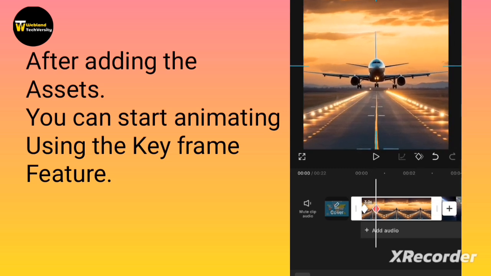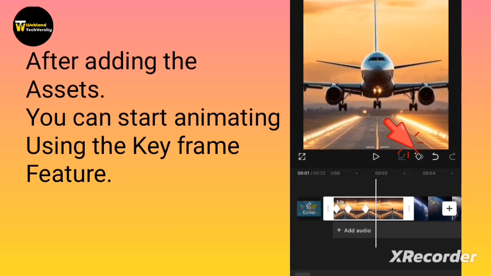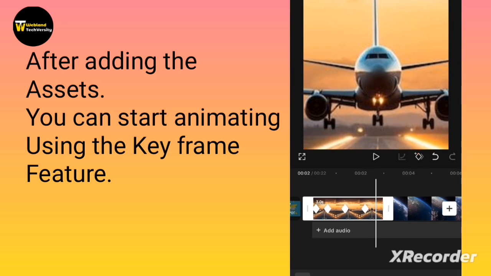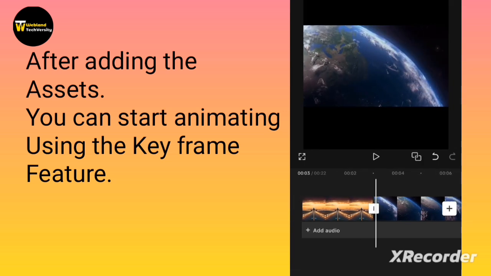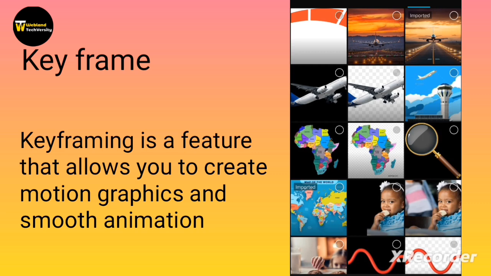I will show you by using an arrow to point at it. So go ahead and click on the keyframe button. The keyframe feature is very important when you want to do any form of animation, any form of turning a picture, a PNG image, into a moving object. Keyframing is a feature that allows you to create motion graphics and smooth animation. It's very important you involve it in whatever you're doing.